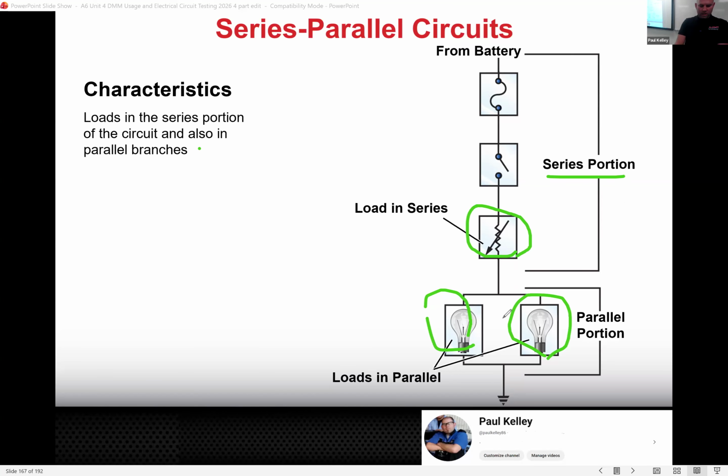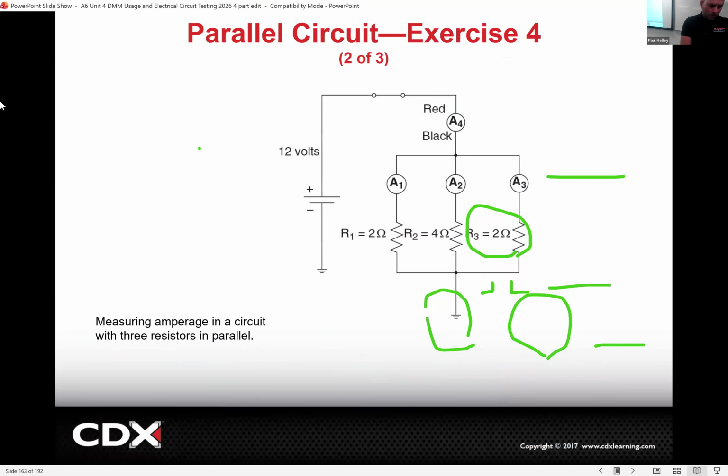Isn't it accurate to say we also have a load in this part and in this part? So that's the parallel part. So we have a load in the series part and a load in the parallel part. That's why it's a series parallel. Make sense?